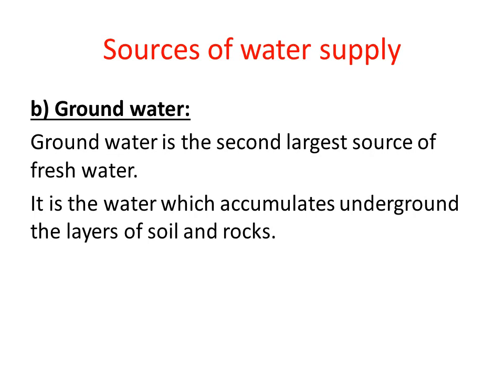We have groundwater. Groundwater is the second largest source of fresh water. It's water which accumulates underground in the layers of soil and rocks. So, in water supply, we have surface water and groundwater.